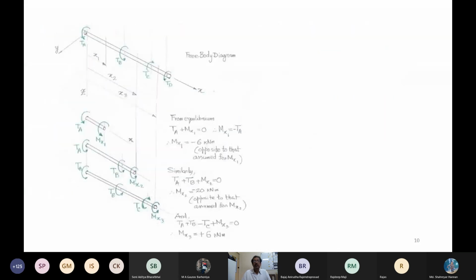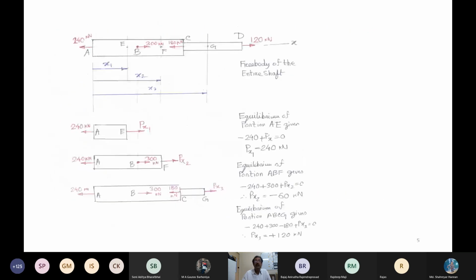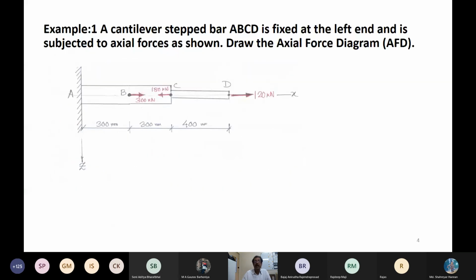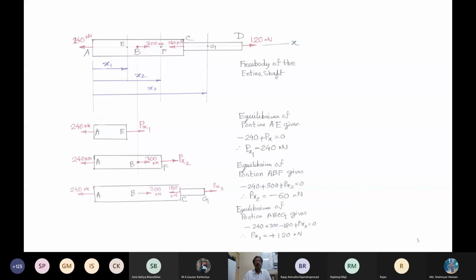There is nothing new. The tactics is the same. Take a distance x, cut a section and examine this thing. Only difference is that for the axial force diagram, forget about the shear force V and bending moment M. You are with the Px. That you have forgotten. Px in the beam, only Px. So this is what you are going to do and plot an axial force diagram.